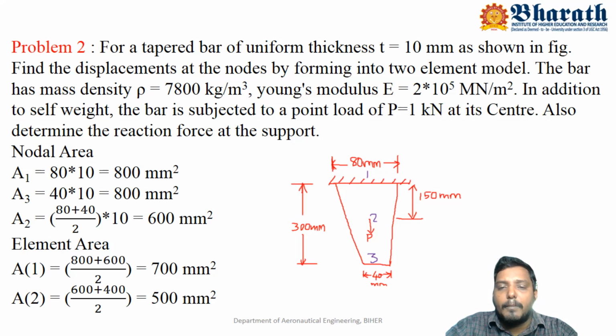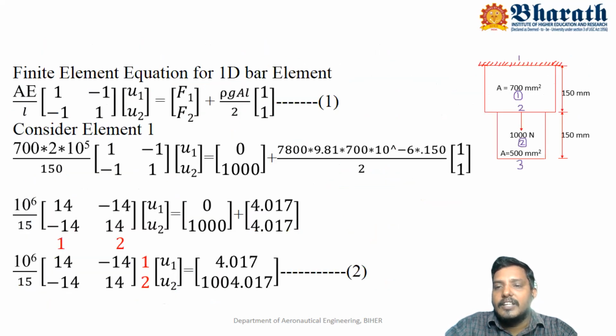Therefore, the given taper bar is converted into a stepped bar problem with 2 elements, where element 1 has an area of 700 mm square and element 2 has an area of 500 mm square. Now the problem is a stepped bar problem where each element has a uniform cross-sectional area. Then we have to apply our finite element equations. We already derived the finite element equation. In this problem, the density of the material is given. Therefore, we take into account the self weight also.